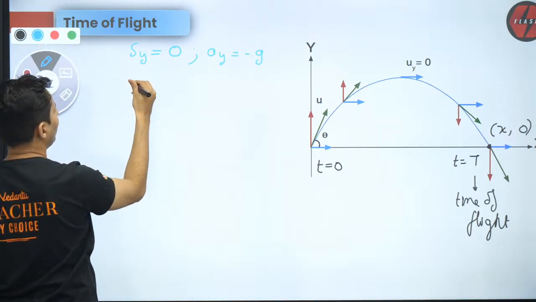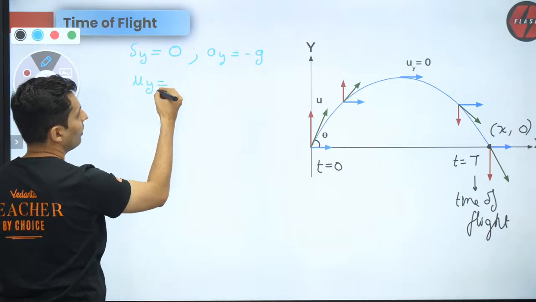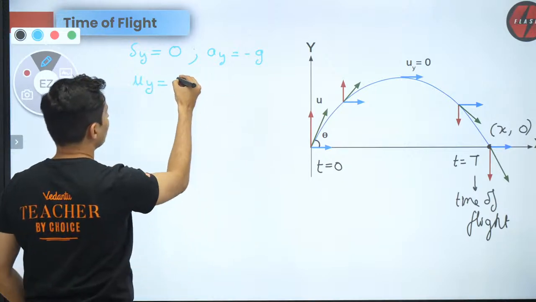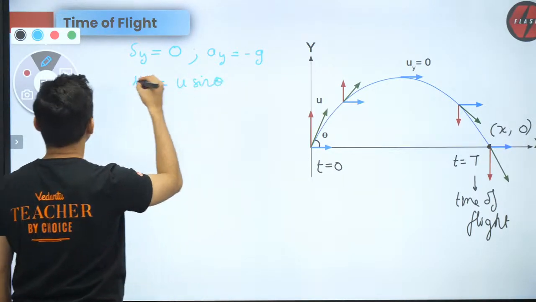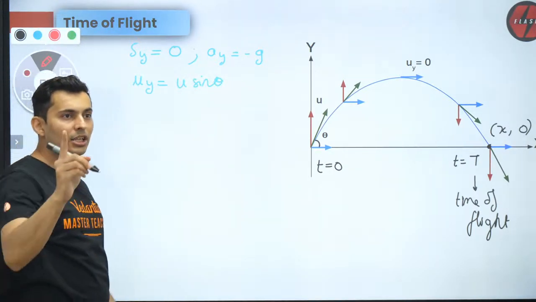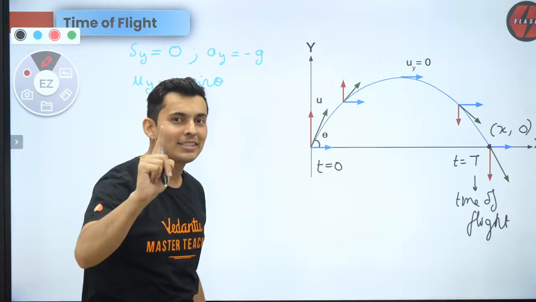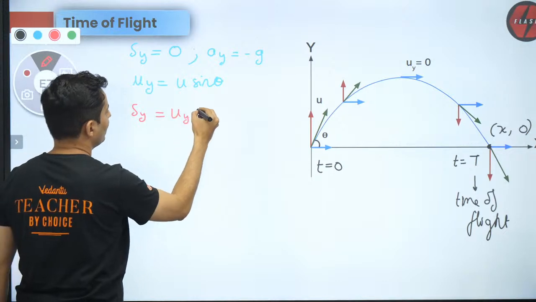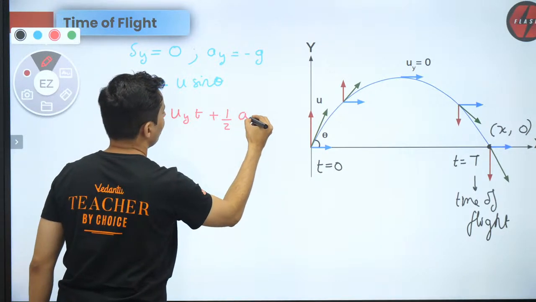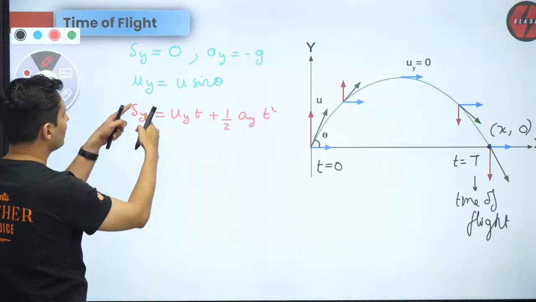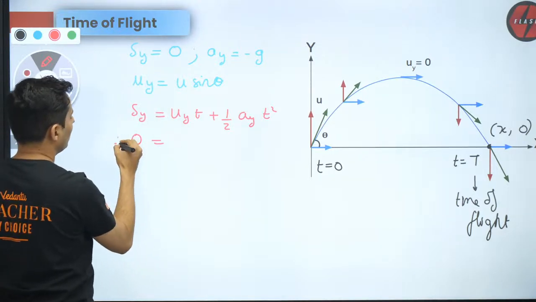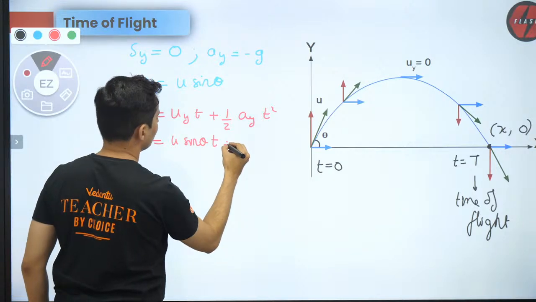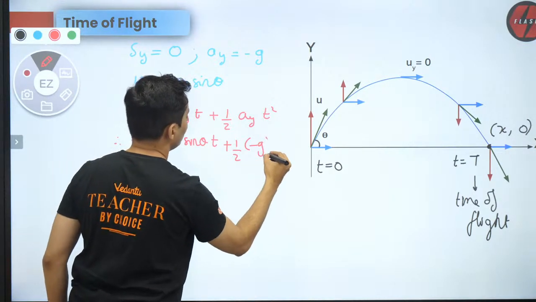Next, initial velocity in the y-axis, think about it, what will it be? This is cos, this is sine, this is far away from it, so it is u sine theta. So which equation do I use? We will use the second equation, guys. Yes, sy is uyt plus half ayt square. Let's use this. Sy is 0. Uy is u sine theta, so 0 equals u sine theta t plus half minus g into t square.